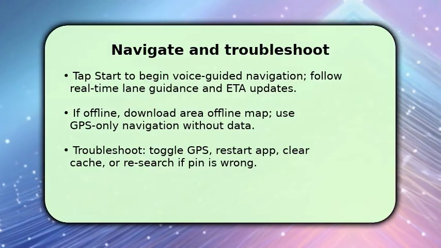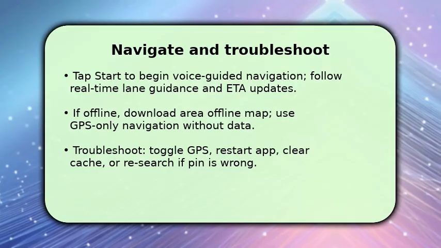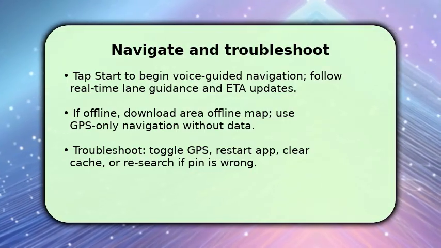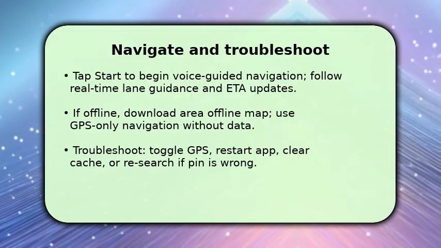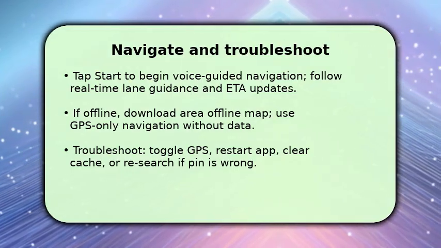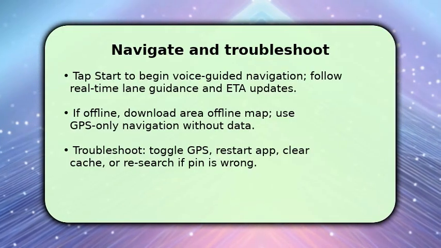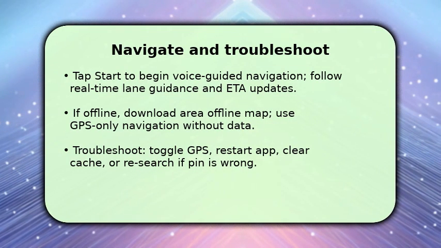If the route seems wrong, toggle your device's GPS, restart the app, or clear the map's cache. Alternatively, research the destination or drop a new pin manually. These quick fixes resolve most location or routing errors and get you back on track.